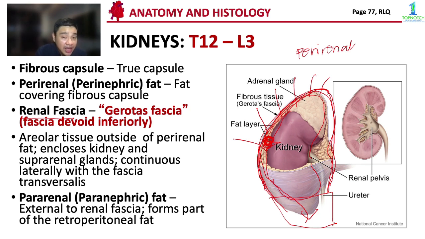Outside of the Gerota's, we have another fat layer that we call pararenal or paranephric fat. So how do I remember and differentiate which is pararenal and which is perirenal? Our buzzword there is perirenal fat. Peri sounds like in or inside. So the perirenal fat is inside of your Gerota's fascia, and outside of the Gerota's would be your pararenal fat. Okay?